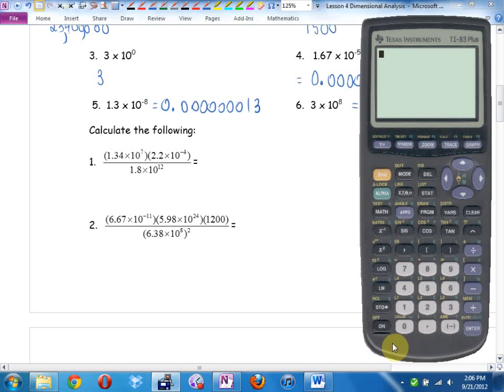Now, if there were 2 terms on the bottom, I would have to put the bottom in brackets because your calculator doesn't assume terms are on the bottom. Where does it by default assume terms are? On the top. So how am I going to do this?